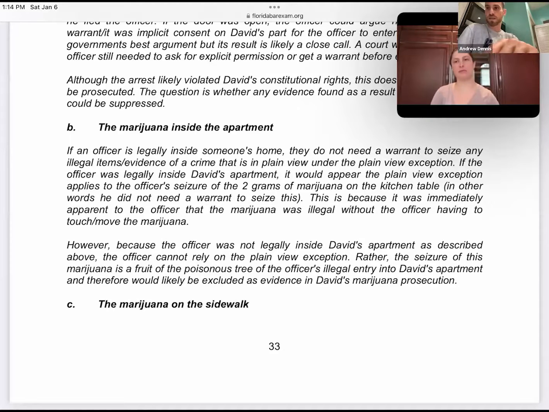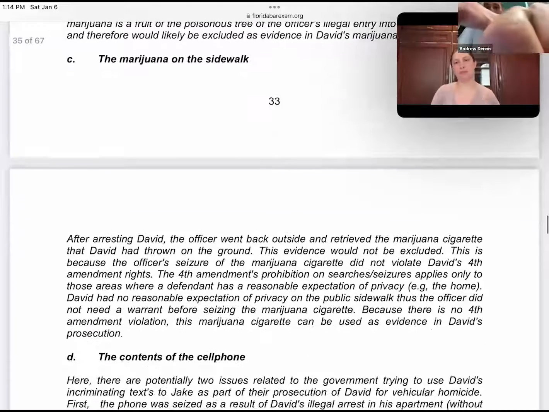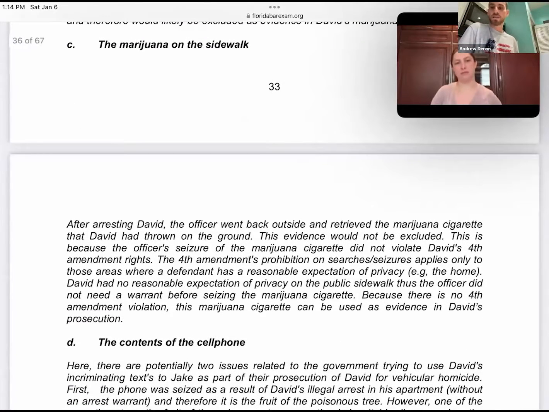Here, it seems like it was in plain view. And then the marijuana on the sidewalk. After arresting David, the officer went back outside and retrieved the marijuana on the ground. It would not be excluded, because the officer's seizure of the marijuana did not violate the Fourth Amendment rights. He had no reasonable expectation of privacy on the public sidewalk.